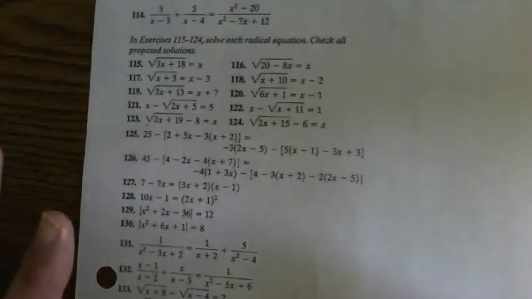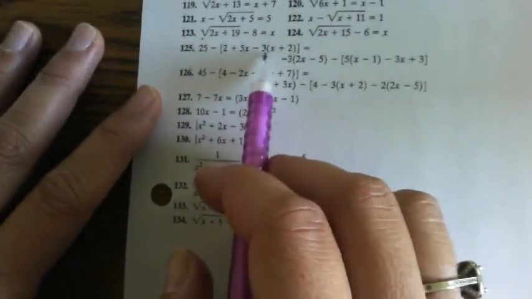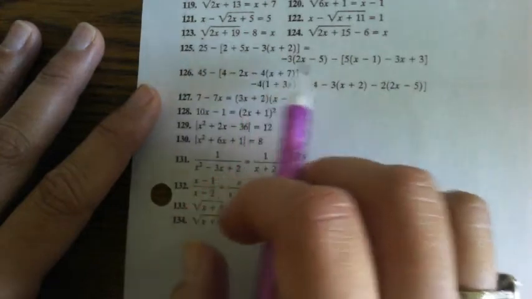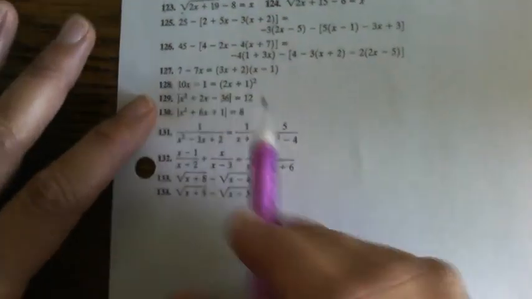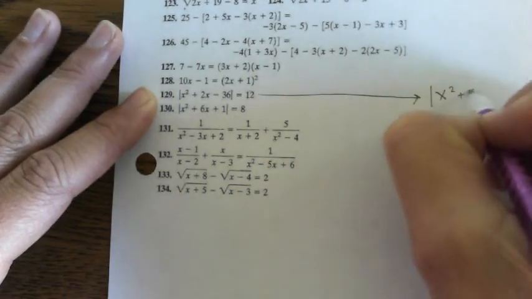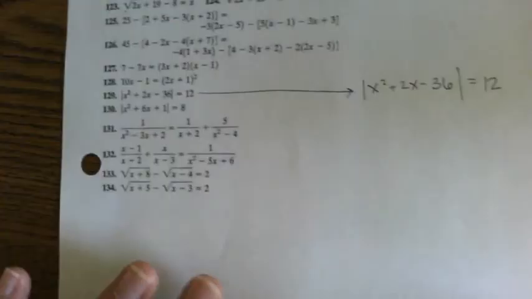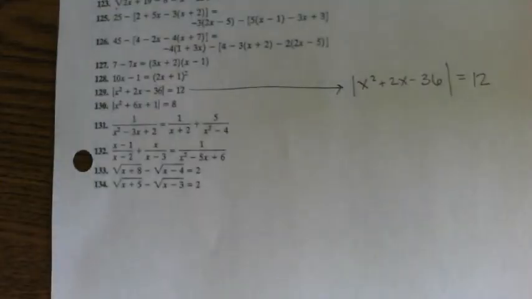So your radicals, no problem. 25 is not a radical. It's just a linear. It's just long and crazy, the simplifying. I'm not really worried about that. But 129, I feel like might mess with some of you, or you'll overthink it. What kind of equation is this? It's absolute value.